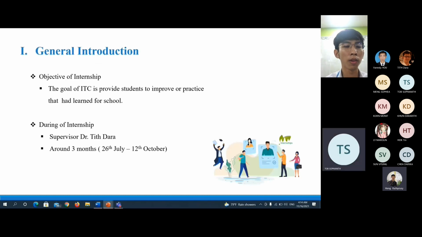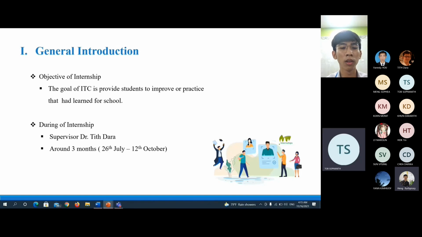Now move to part 1, general introduction. Objective of internship. The goal of the Institute of Technology of Cambodia is to provide students with an internship after completing the 4 years, to practice what the students have learned from school before. During my 3 month internship after completing my 4 years at the Institute of Technology of Cambodia, I was obliged to do an internship in order to practice what I have learned from school.